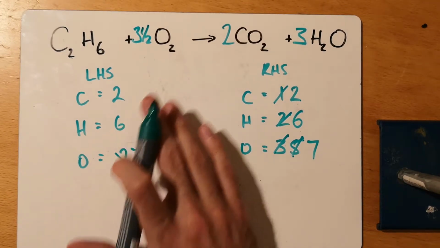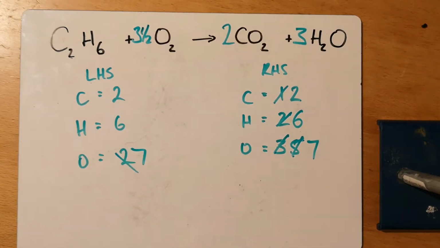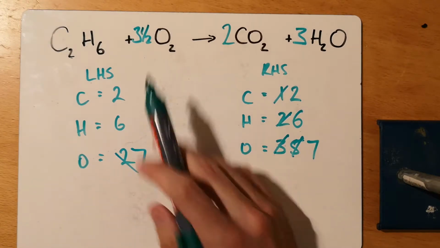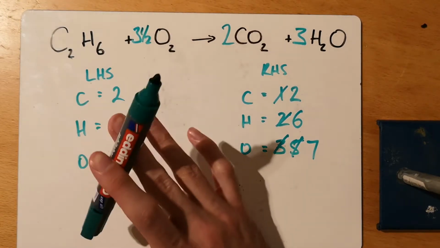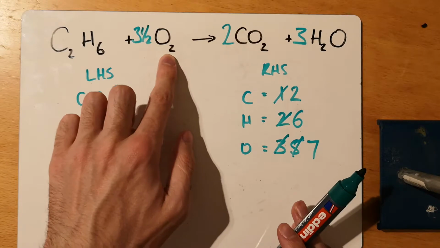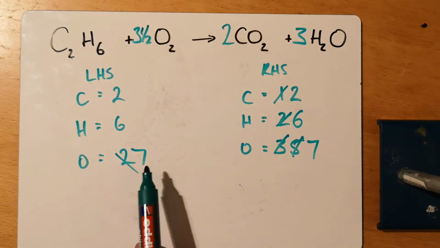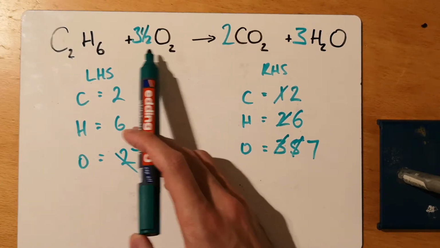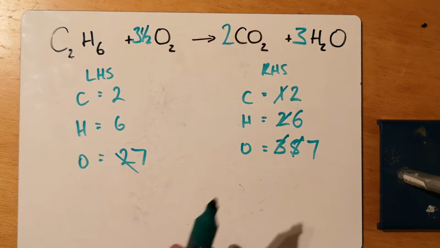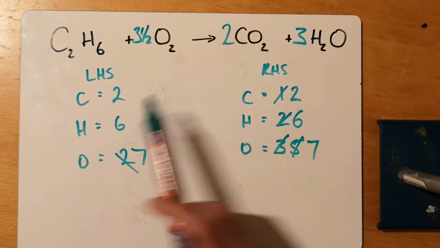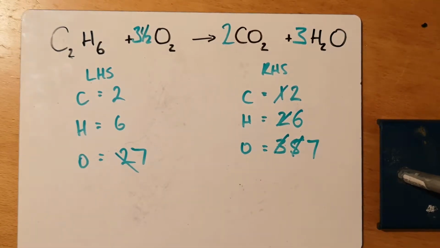By leaving it till last, I could see exactly what I needed to do to that oxygen, which made it easier. I had to put a half in, which is fine, as long as that then still creates a whole number. So 3.5 times 2 gives me 7, so I'm okay there. Hydrogens are at 6, carbons at 2, and that's now balanced.